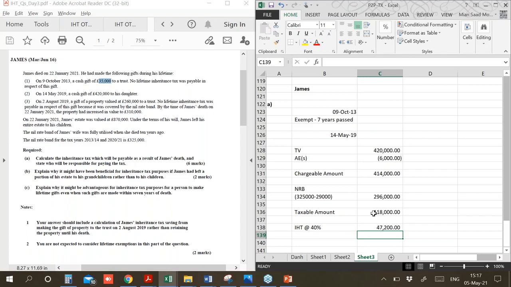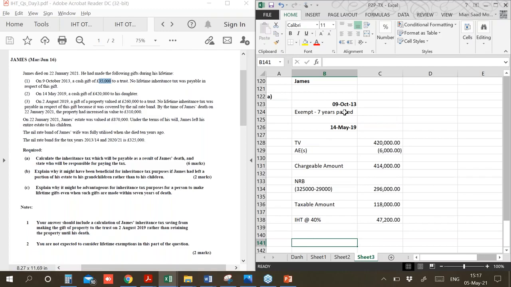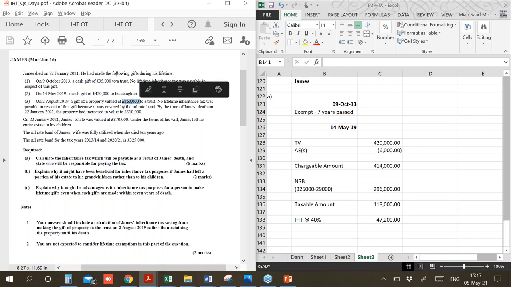The first transfer is exempt. That one is exempt. That one I have calculated the IHT, and now only one transfer is left. That is a CLT that has been made. On 2nd October 2019, a gift of a property valued at 260,000 to a trust. So trust means that it is a CLT. No lifetime inheritance tax was payable in respect of the gift because it was covered by nil rate band. By the time of James' death on 22nd January, the property had increased in value to 310,000.